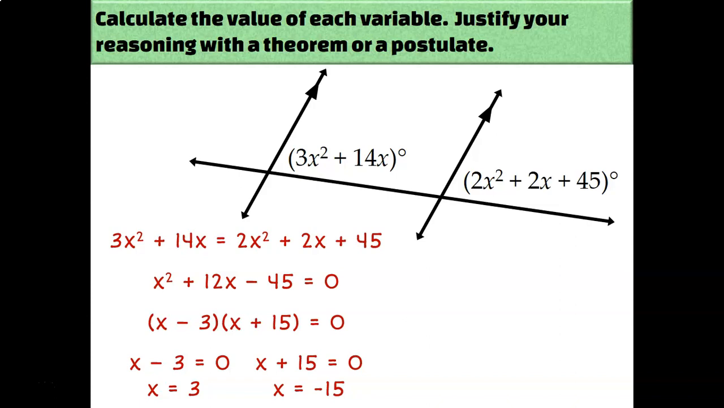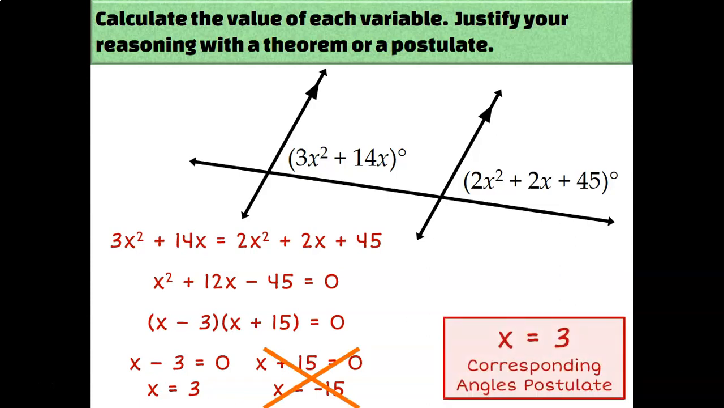So for example, if I plug in 3 times 3 squared plus 14 times 3, that gives me an angle measure of 69, which is between 0 and 180, so that's a good answer. But let's plug in negative 15. If you plug in negative 15 to either of these expressions, you get an answer of 465 degrees, which doesn't seem like a very logical solution, right? Because all of our angle measurements should have been between 0 and 180 degrees. So negative 15 for this problem actually doesn't work.